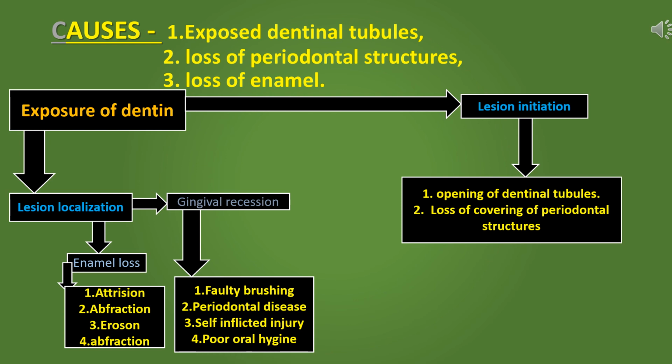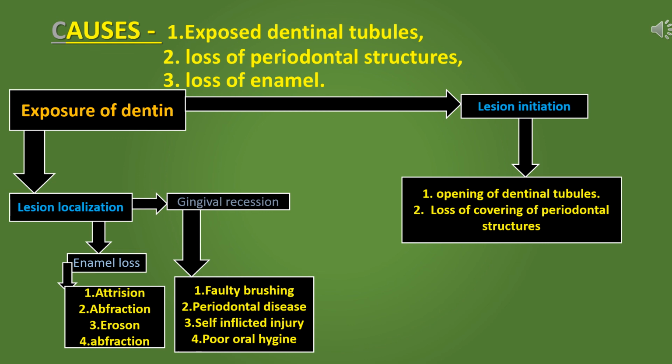Now what are the causes of exposure of dentin? Dentin may become exposed by two processes. One is lesion localization. It occurs due to enamel loss and gingival recession. Enamel loss occurs due to attrition, abrasion, erosion, abfraction. Gingival recession occurs due to faulty tooth brushing, periodontal disease, self-inflicted injury. Poor oral hygiene also leads to gingival recession.